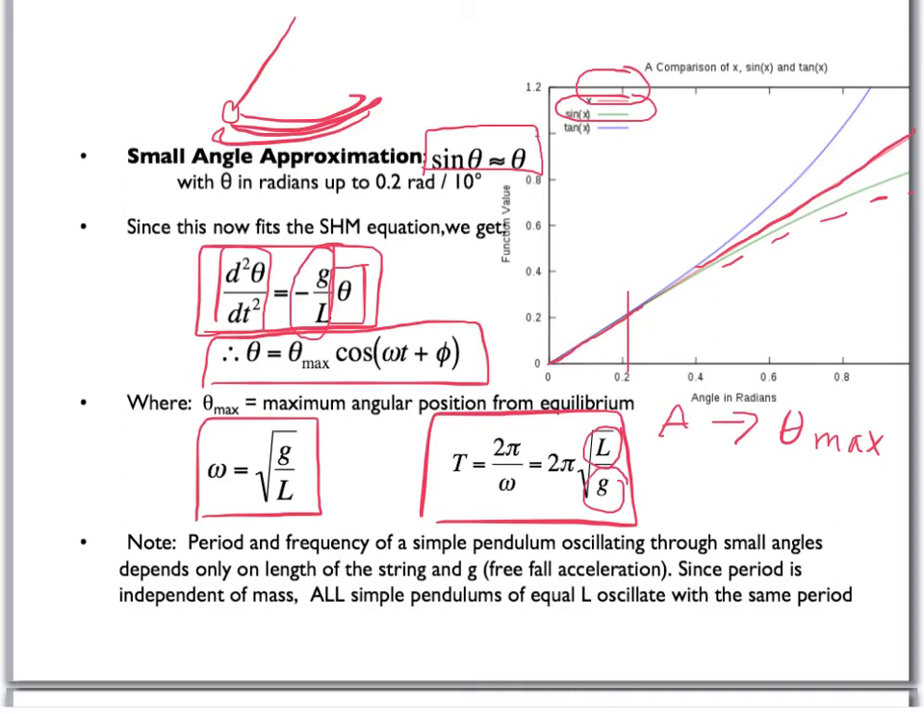Now, since that period is independent of the mass, and m doesn't show up in there anywhere, that means that all simple pendulums of some length L will oscillate with the exact same period. It doesn't matter what size bob you stick on there, they will have the same oscillation period.